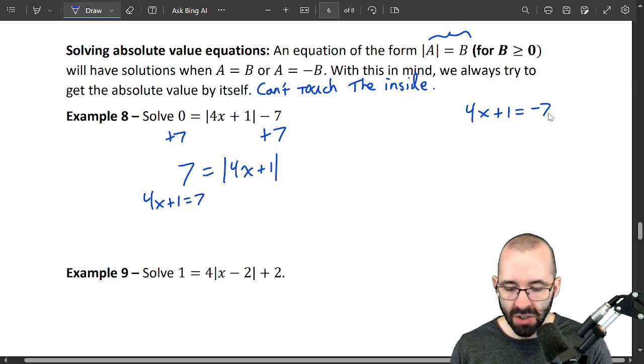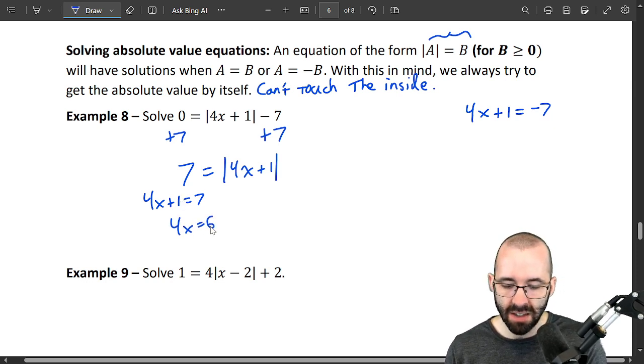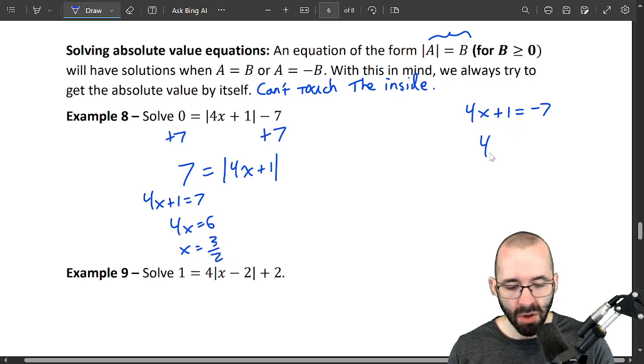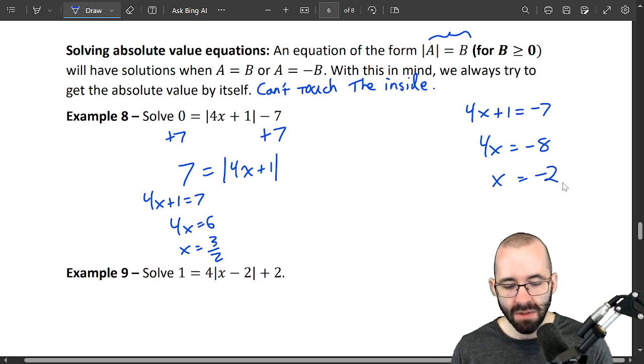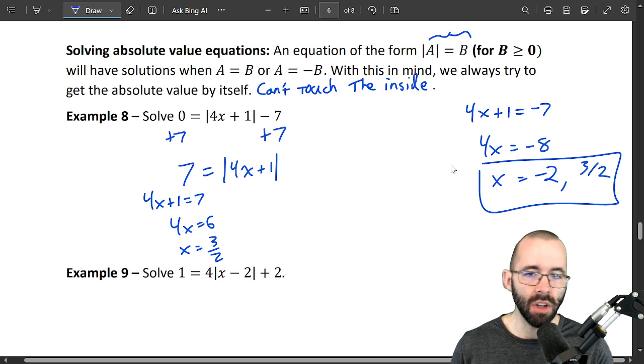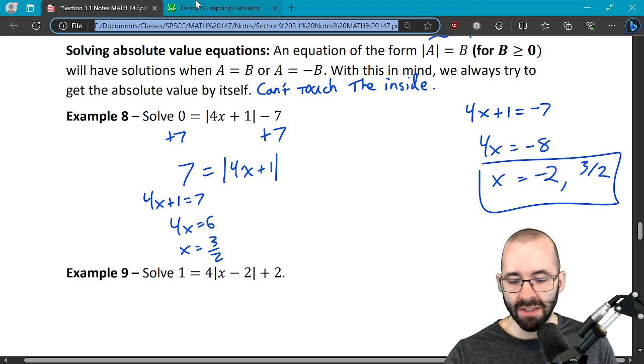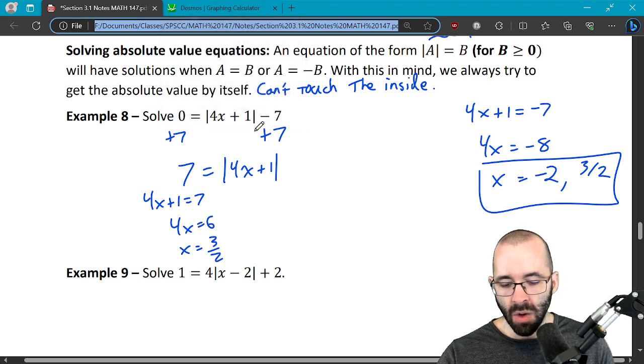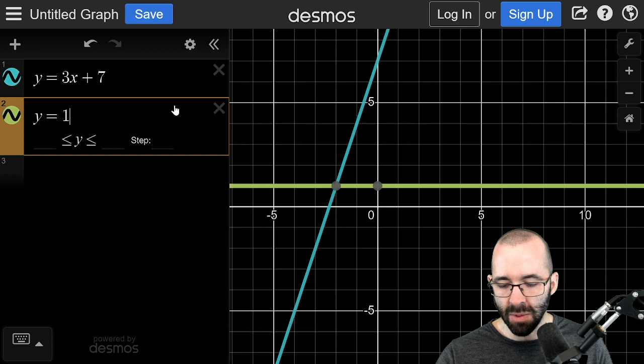We can solve both equations. You get 4x equals 6. We'll get x is 3 halves. You can solve both equations. 4x is equal to negative 8. You can get x is negative 2. Put both answers together. They should both check out. Graphically, we can look at this as well, right? When is the absolute value of 4x plus 1 minus 7 equal to 2?